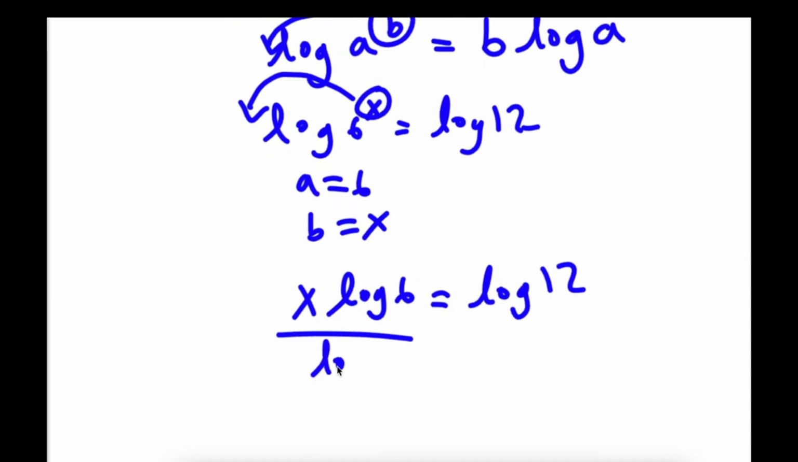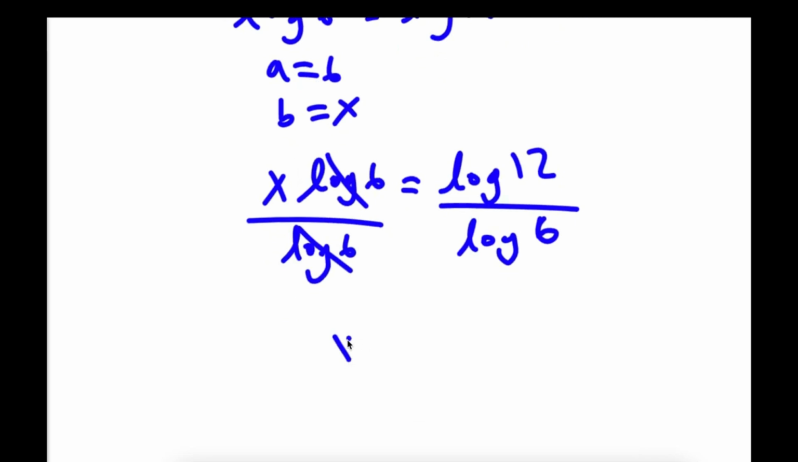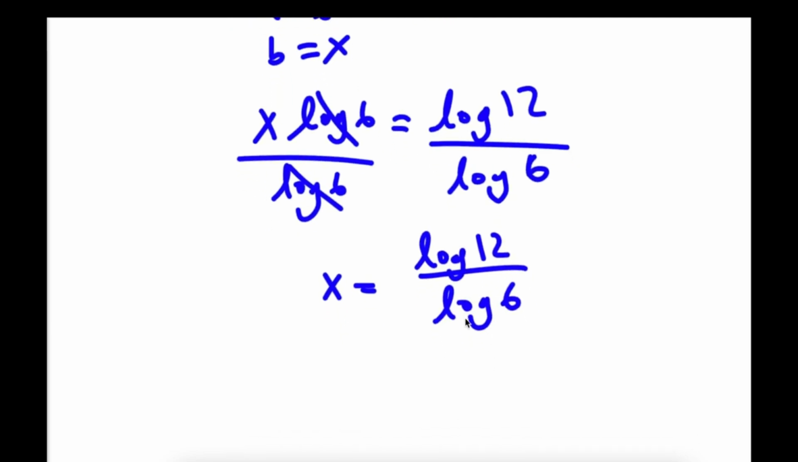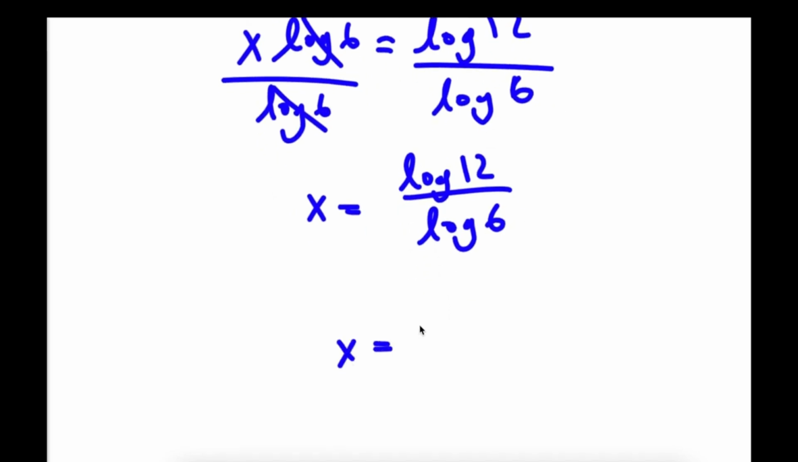Now I can divide both sides by log 6. So then these two cancel out, and I would have x is equal to log 12 over log 6. Now, log 12 is the same thing as log 6 times 2.